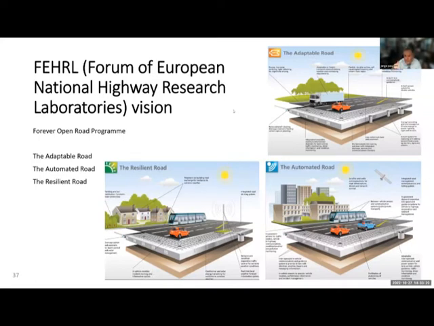We will have adaptable roads, which are roads that we can change to have different characteristics and different properties; automated roads, because the traffic will be automated in a couple of years; and resilient roads, to adapt to climate change. But it's this idea. I don't know what the future will be.